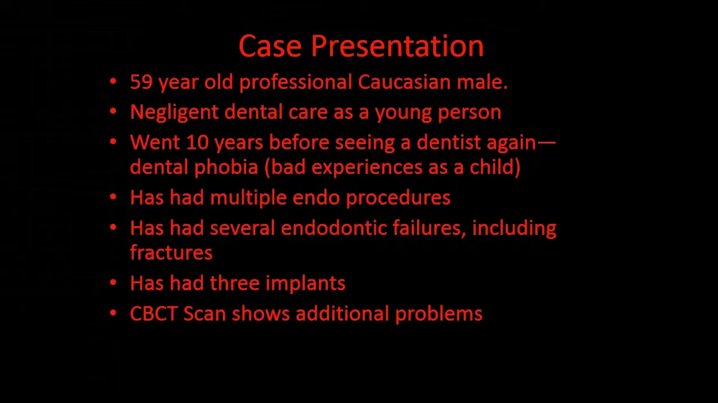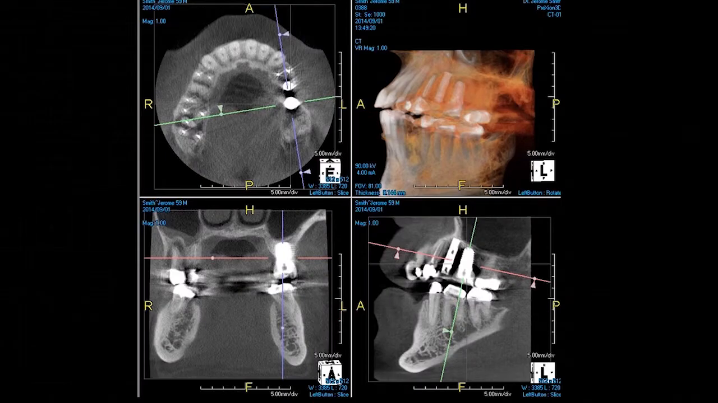Let's look at some more. This is a case presentation. This is a 59-year-old professional Caucasian male, negligent dental care as a young person, went 10 years before seeing a dentist, again because of dental phobia, bad experiences as a child. Y'all hear this all the time. This guy's had multiple endo procedures, several endo failures, including fractures. He's had 3 implants, and the CBCT scan that I'm going to show you in a minute will show you some other findings. Here are the implants that were done in the upper left quadrant.